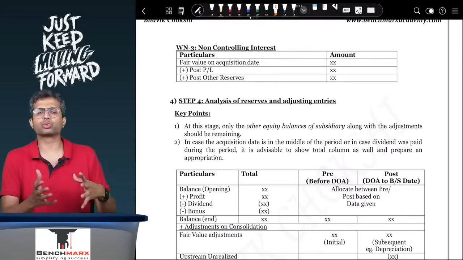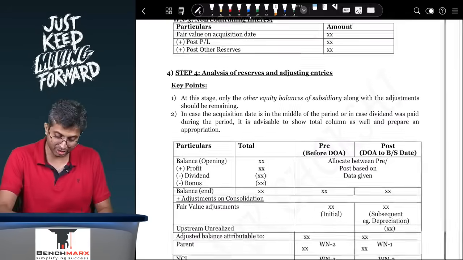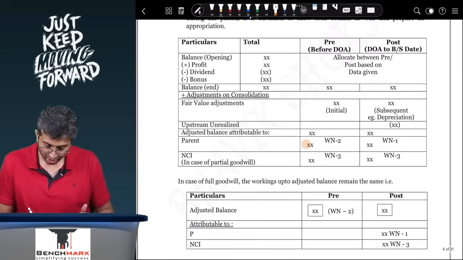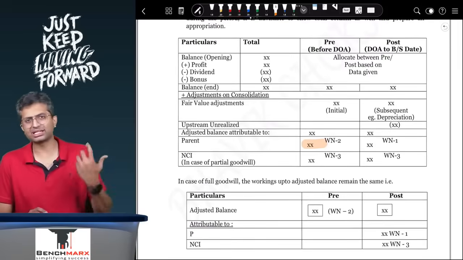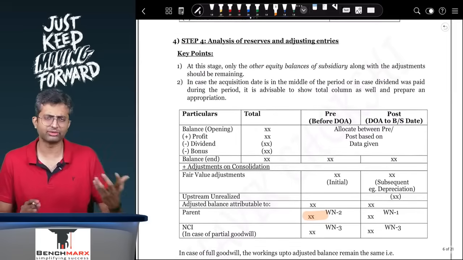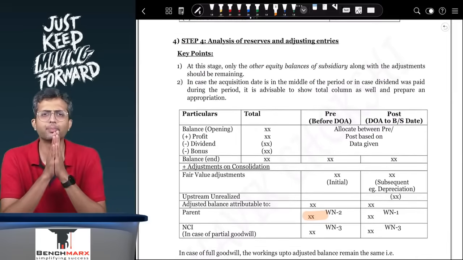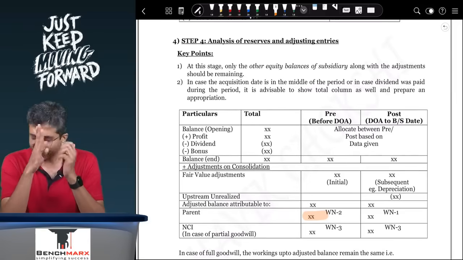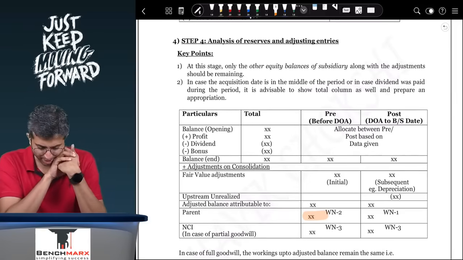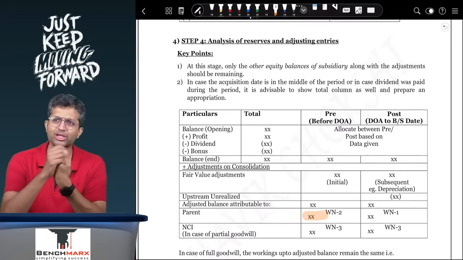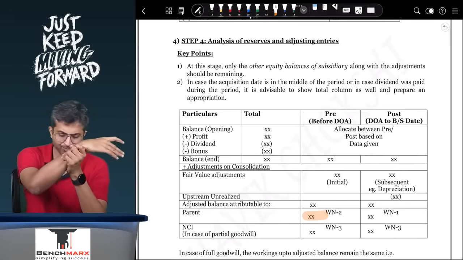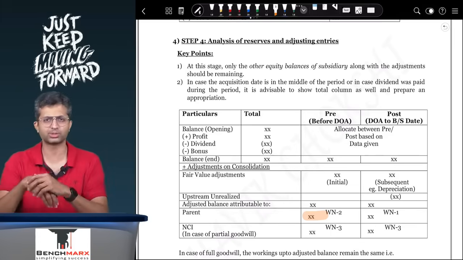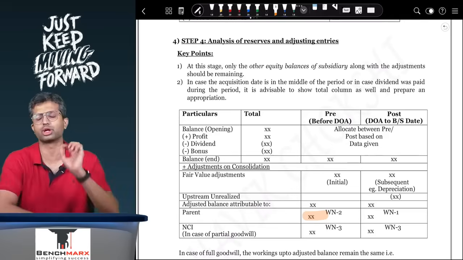What will you do with the pre-acquisition reserves? Well, to the extent of parent's share, the balance in the pre-acquisition reserves will go to the parent. To the extent of NCI share, it will go to the non-controlling interest. Same is the case with the post-acquisition reserve. Now, how do you actually work around this? Well, the best way to do this, in my opinion, would be to have 4 columns where you start with the particulars, then you have the total numbers, then how much of that is pre, how much of that is post. You can do it in a tabular format or in a chart format.